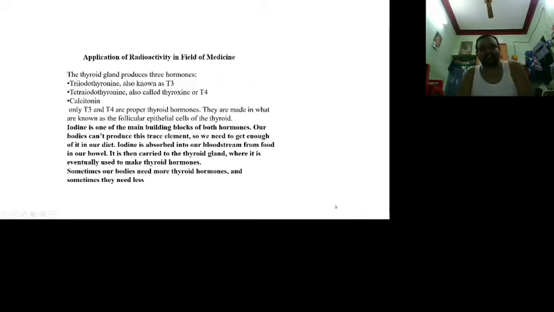Application of radioactivity in the field of medicine. This is very important. So far we have studied what nuclear chemistry is and the types of nuclear reactions: fission, fusion, positron emission, alpha emission, beta emission, disintegration, different types of reactions. We have gone through what fission is, what fusion is, and also some problems related to fission and fusion.